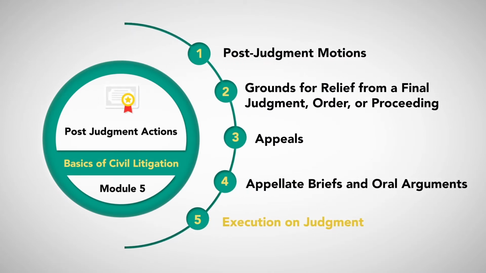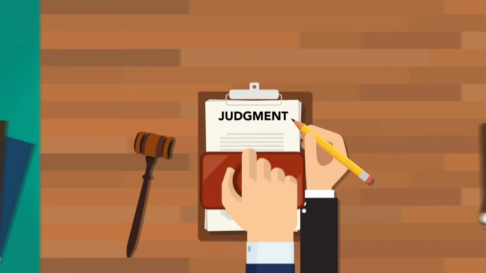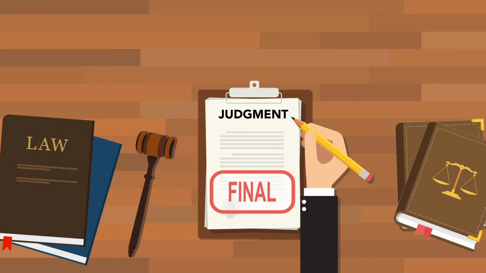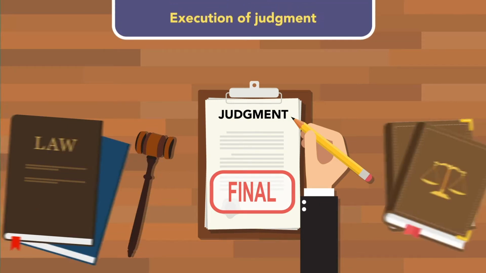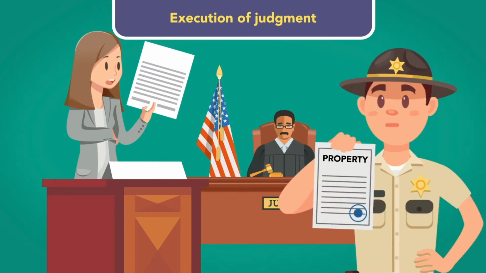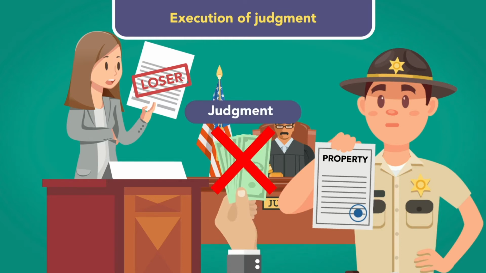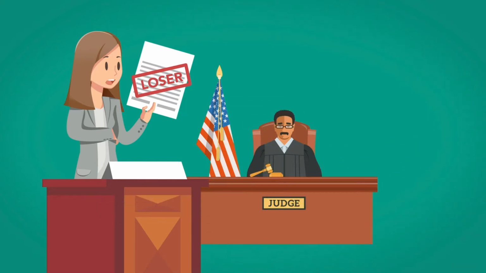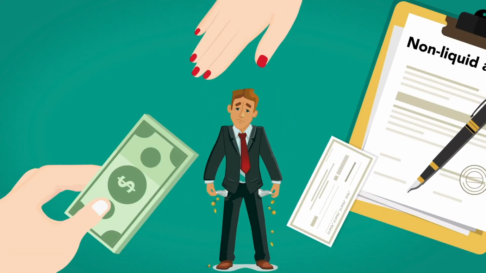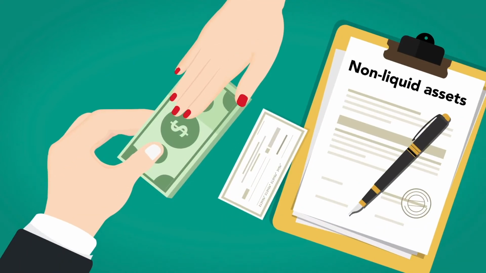Execution on judgment. Once the judgment is final and there are no more appeals or post-judgment motions, the judgment goes to its final stage of execution of judgment. An execution of judgment is the act of getting an officer of the court to take possession of the property of a losing party in a lawsuit if the losing party refuses to voluntarily pay the judgment. At this point, the loser is called the judgment debtor, and the winner is now called the judgment creditor. Liquid assets like bank accounts can be seized and non-liquid assets can be sold to pay the judgment.